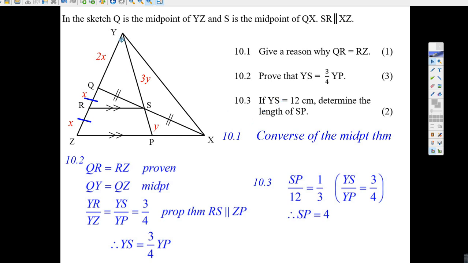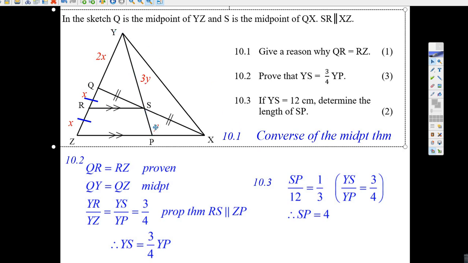Now this next one: if YS is 12, how big is SP? Well, we know that the ratio of SP over YR would be 1/3. Because of this ratio being 3/4, we can see that it's 1y to 3y. If the ratio of SP to 12 is 1:3, then we just multiply by 12, and SP must equal 4. See, 4/12 is the same as 1/3.